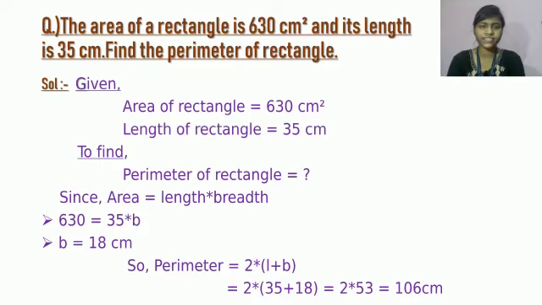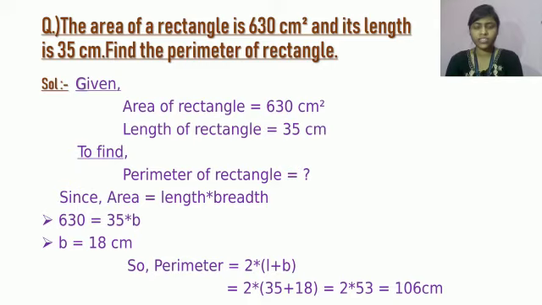The question states that the area of a rectangle is 630 centimeter square and its length is 35 centimeter. Then find the perimeter of the rectangle. Now, what is given in the question? The area of the rectangle, that is 630 centimeter square, and the length of the rectangle, that is 35 centimeter. Then we have to find the perimeter of the rectangle.